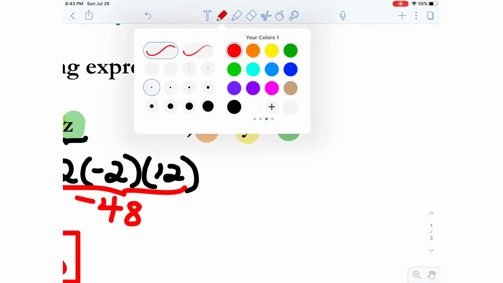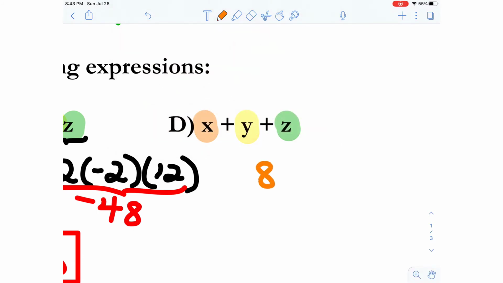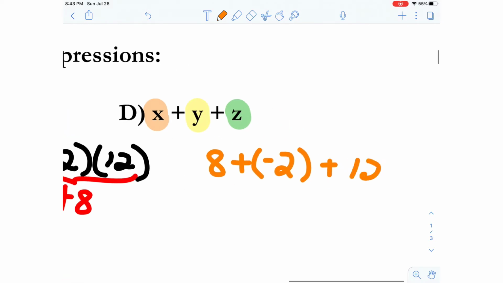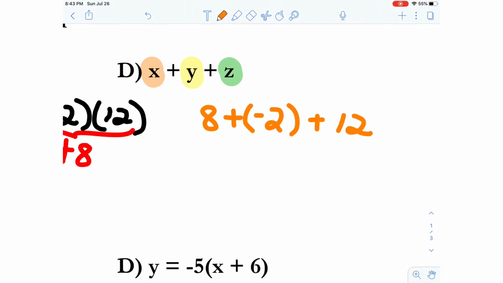Last one, x plus y plus z. Okay, x is 8, y is -2, and z is 12. 8 and -2 is 6, plus 12 is 18. Final answer.